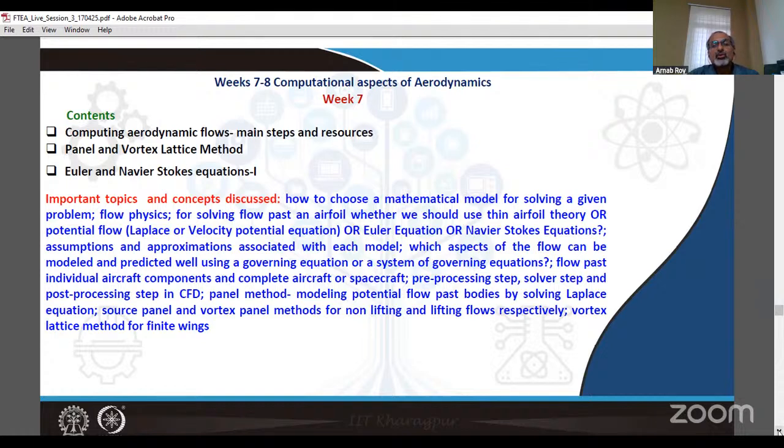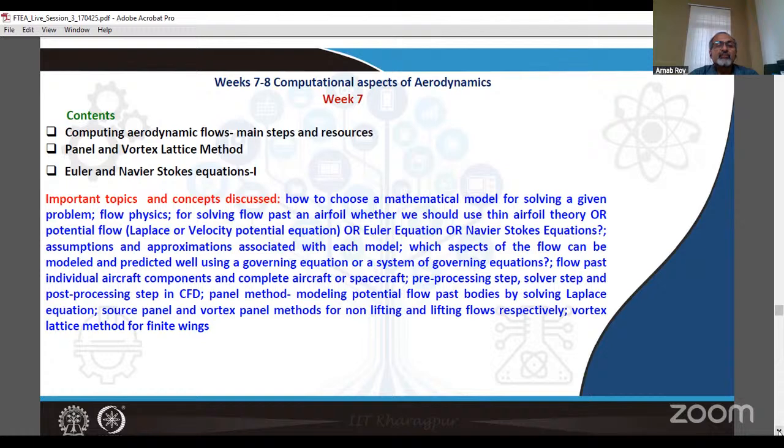So you need to be very well aware of the assumptions and approximations that are made in each one of the models. And thereby only you should be able to make a rational choice in terms of the equation that you choose to solve. And then what do you expect to come out as an outcome of such a solution? So those things were discussed in the beginning to develop the appreciation that choice of mathematical models is the first step in any kind of computations that we perform.